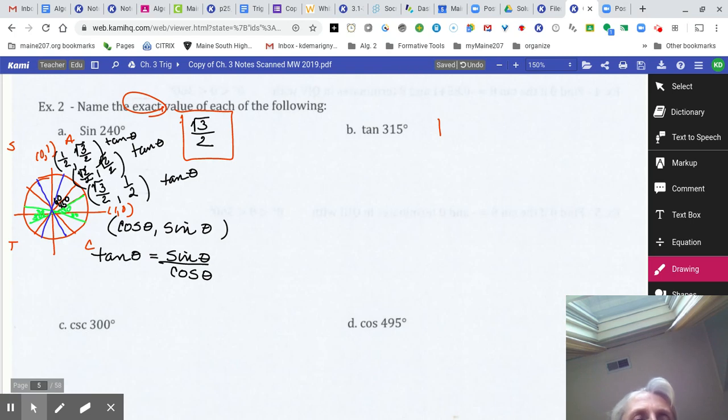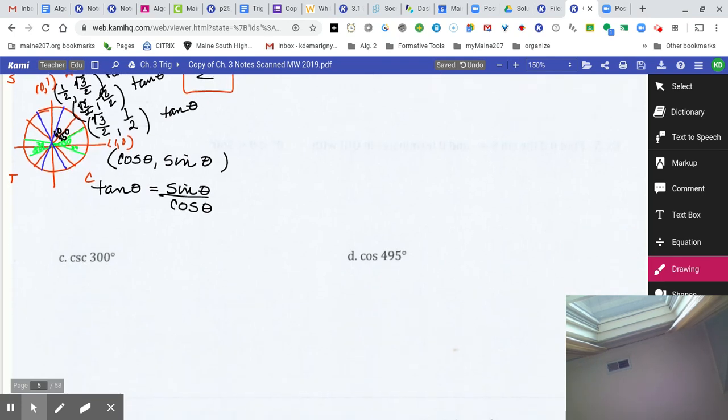Remember where you are in the quadrants. You are in the fourth quadrant if you're 315 degrees, so you are not a positive 1. You would be a negative 1. So it would be a negative root 2 over 2 and a positive root 2 over 2. So a negative over a positive is going to give me a negative 1 as a reference.